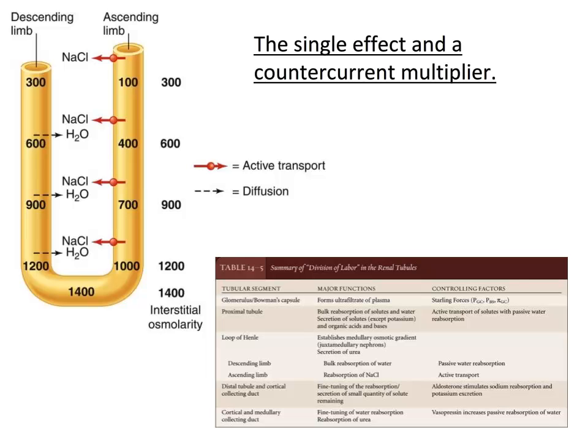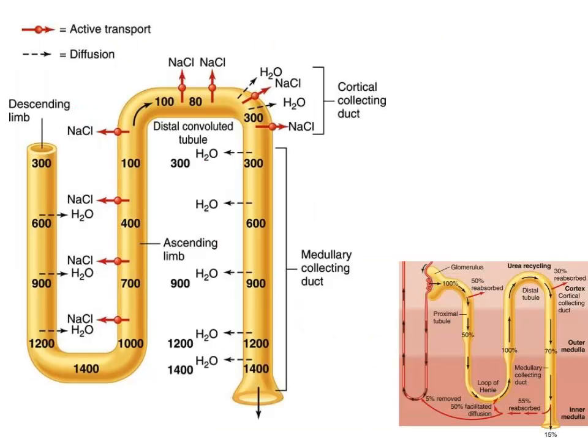But if we look in between our descending and our ascending limb, we've always got a 200 milliosmole difference. So what this allows us to do is generate massive gradients and maintain a fixed difference between those gradients so we can reabsorb whatever we want. And we see this in vertebrate kidneys, but we also see this in fish swim bladders, which we'll talk about in a future lecture.